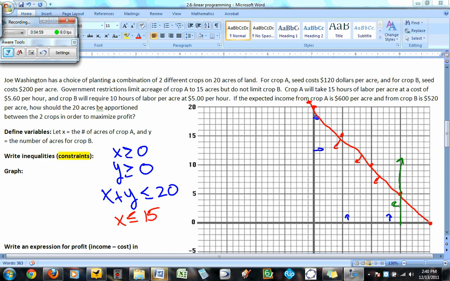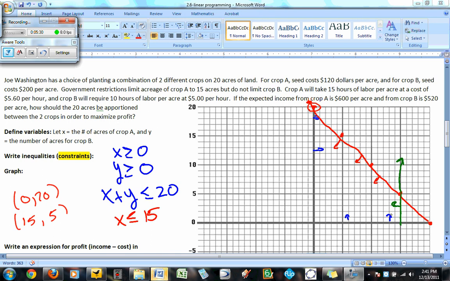And we learned in the last section that we would take the vertices of these graphs, and that would tell us our minimum, maximum, and so forth. So let's go ahead and get our min and our max written down. So look at our vertices. Right here I have 0, 20. Then this is 5, 10, 15, and then up 1, 2, 3, 4, 5: 15, 5. So I can plant 15 of crop A and 5 of crop B.